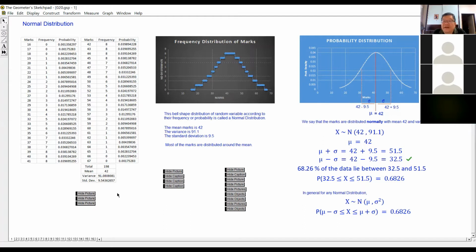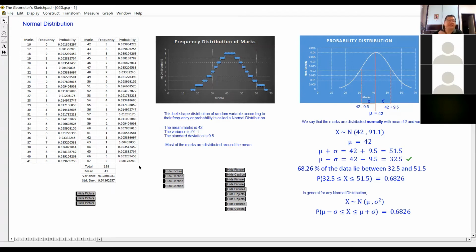Another thing I calculated is also the probability. Okay, one student, 19 marks, one student. So one out of 198 students. So I calculate the probability. Then 42 marks, I have 8 students. So 8 divided by 198. So I also calculated the probability for a student getting 42 marks. Now you can see the trend there.